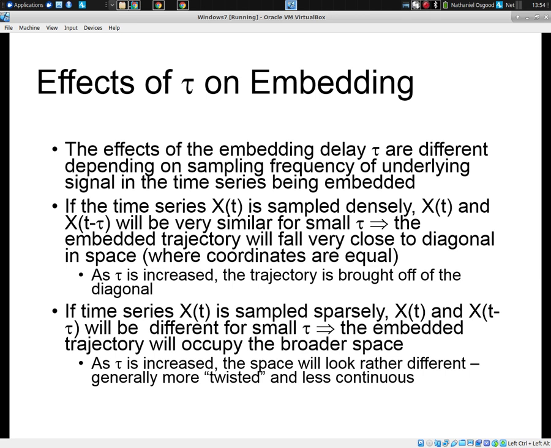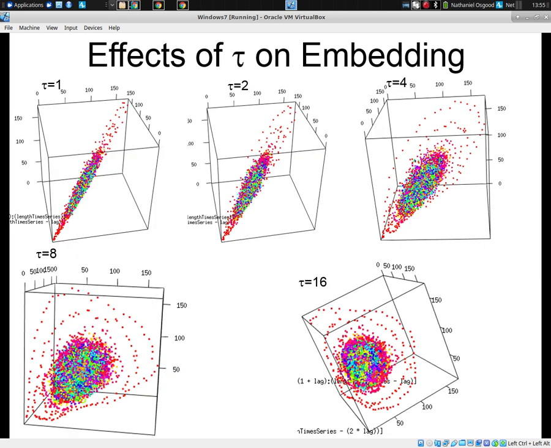However, let's consider a situation where Y is changing very slowly. If Y is changing very slowly, it takes hundreds of points for Y to materially change. Y of T minus 1, Y of T minus 2, Y of T minus 3 are going to be very, very similar. And if we plot them in an E-dimensional state space, they're all going to lie on this diagonal where each of their coordinates is basically the same. And that's going to impede understanding. You can see it a little bit shown here.